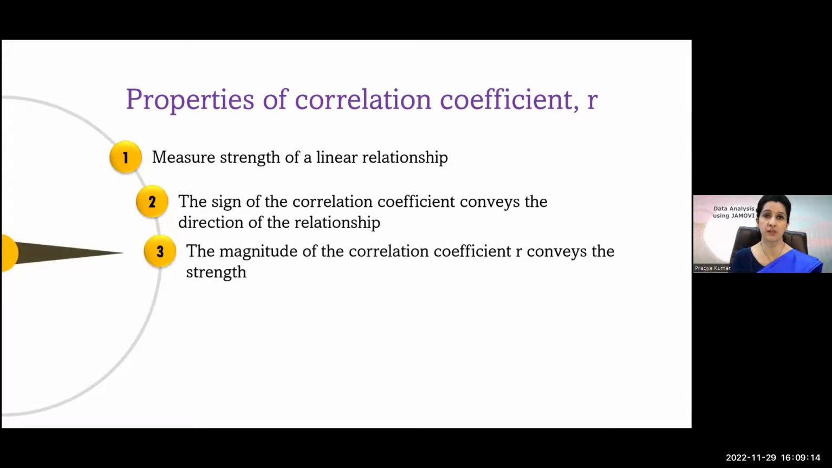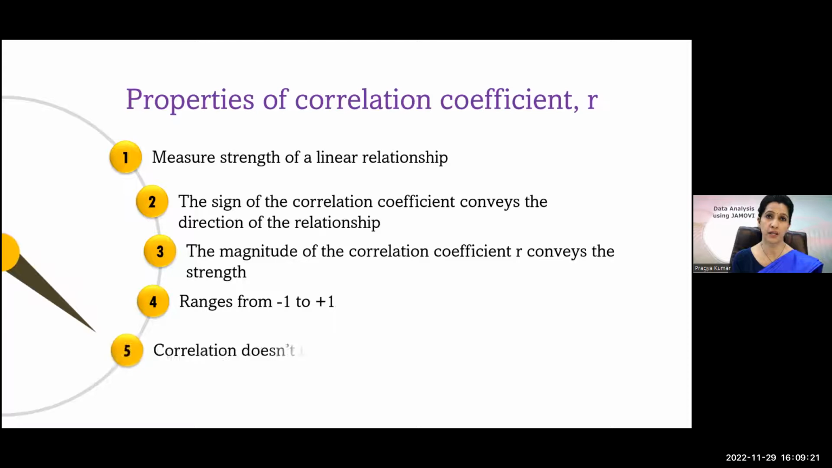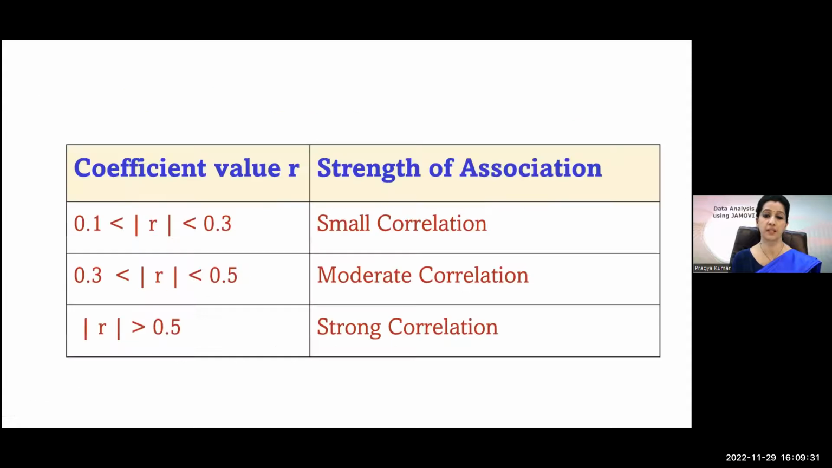The third is the magnitude. So the magnitude of the R conveys the strength. And it ranges from -1 to +1. And again, this correlation does not imply causation. So to say that a particular variable is causal, there are some other criteria.